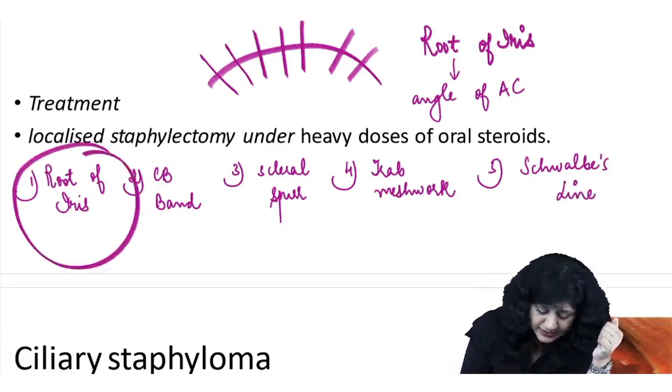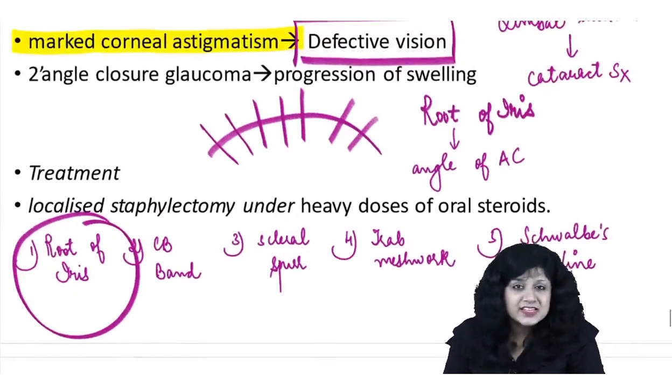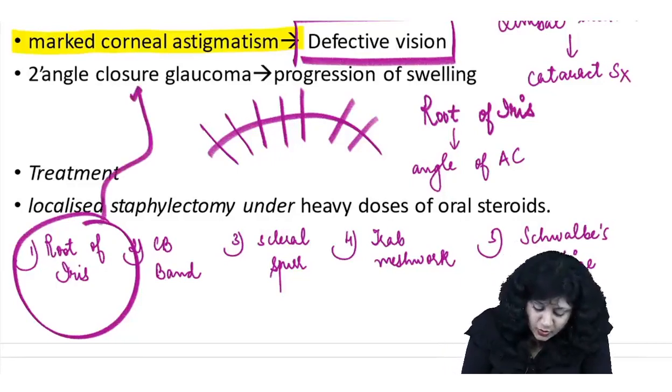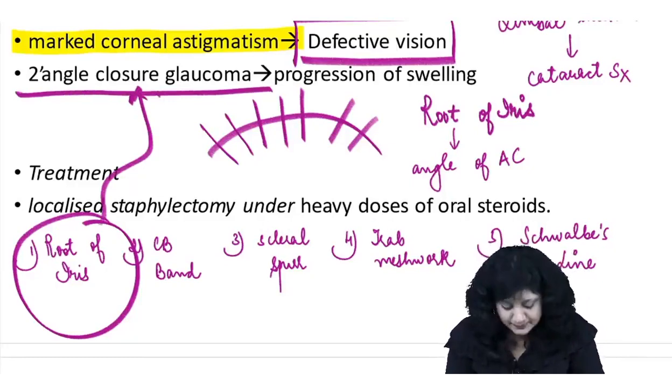So obviously, because the root of the iris is one of the structures in the angle of the anterior chamber, it can cause secondary angle closure glaucoma that can also take place.